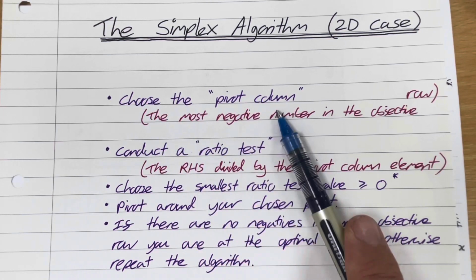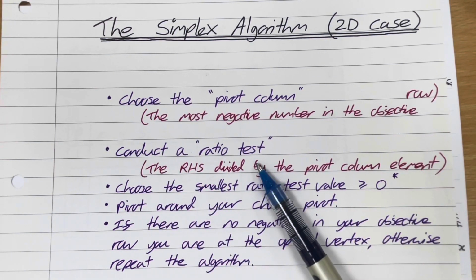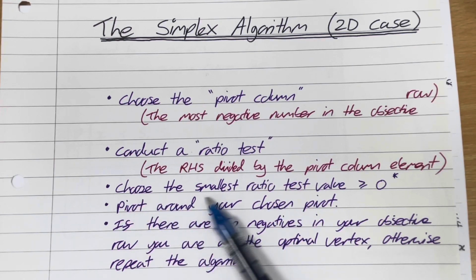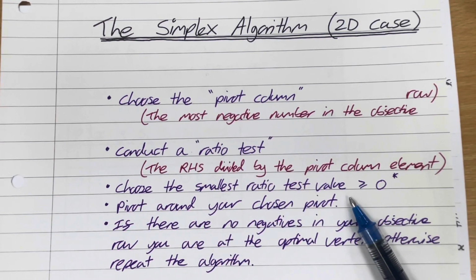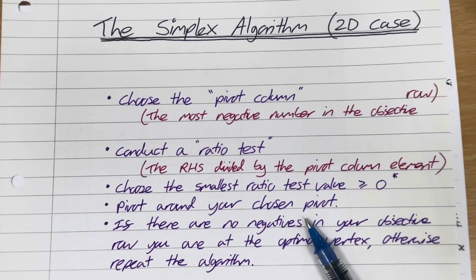So first of all, we're going to choose a pivot column. I'll explain all this as we go. Then we're going to conduct a ratio test. Then we're going to choose the smallest ratio test value. That will give us a pivot. Then we're going to pivot around that chosen point. And then if there are no negative values in your objective row, we have completed the algorithm. Otherwise, we've got to repeat all of those steps again.